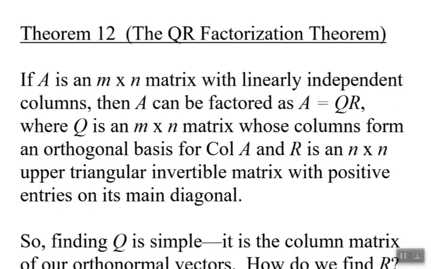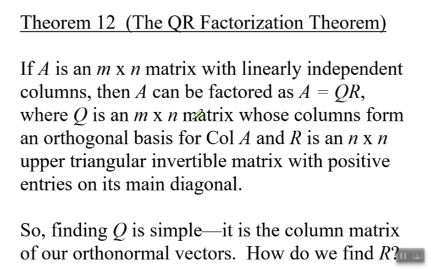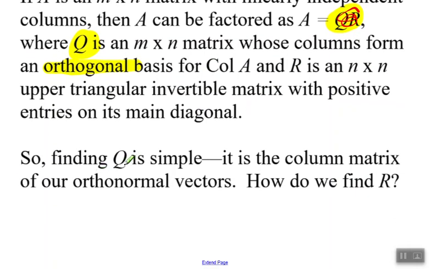Well, we have this other theorem. The short answer is A, the matrix that you're given, is equal to Q times R. Q is the orthogonal basis for the column space of A, and R is an n by n upper triangular invertible matrix with positive entries along the diagonal. And you'll see that. Finding Q is simple.